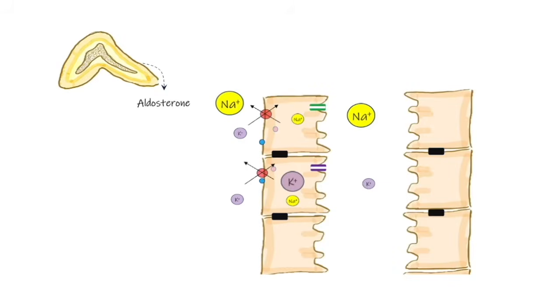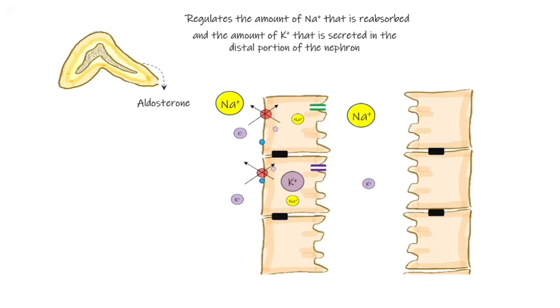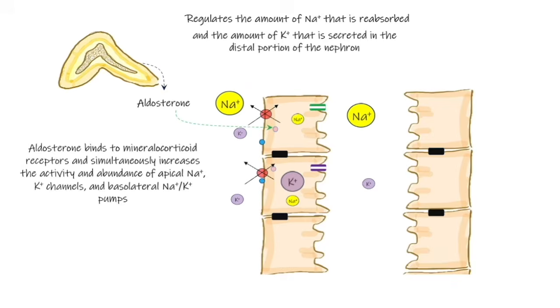So once aldosterone is secreted from the adrenal cortex, it's going to have its actions on the distal portion of the nephron. Aldosterone is going to regulate the amount of sodium that's reabsorbed, as well as the amount of potassium that's secreted in this portion of the nephron. Aldosterone is a steroid hormone, so when it's released, it's going to bind to intracellular receptors within the distal portion of the nephron. These receptors are called mineralocorticoid receptors.